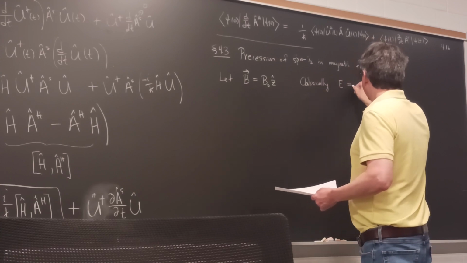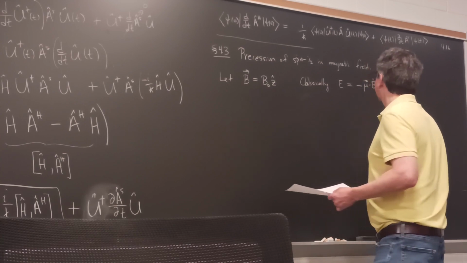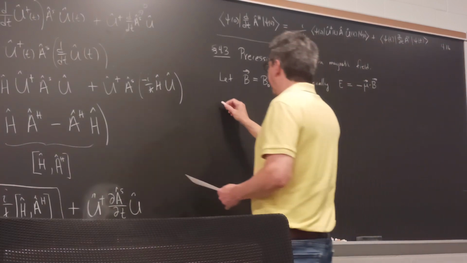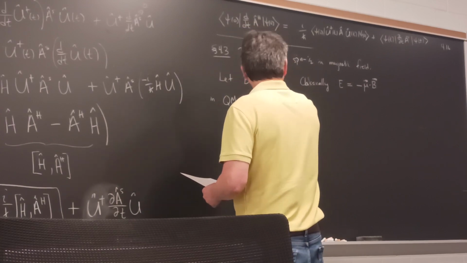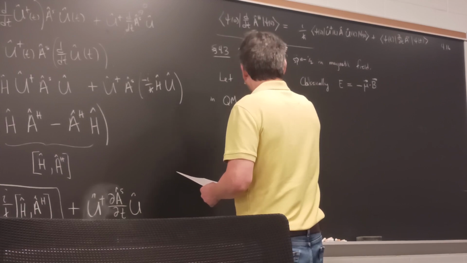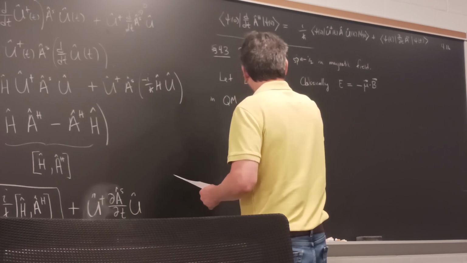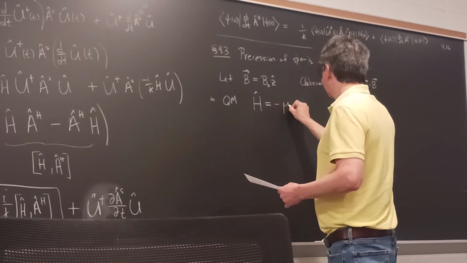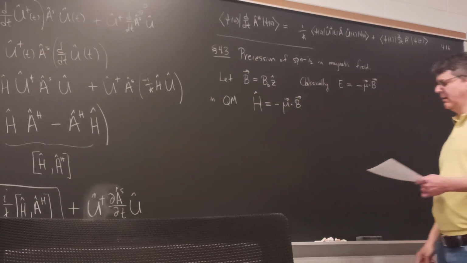And classically the energy is minus mu dot B. That's just the energy of the spin if it has a magnetic moment mu in the field B. And in quantum mechanics, we want to introduce the Hamiltonian operator H, and this will be minus mu times B again.